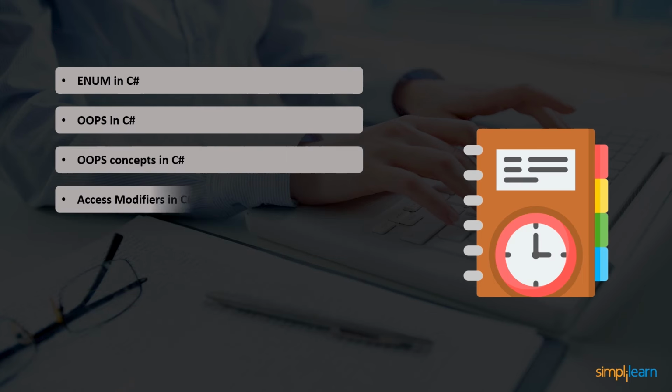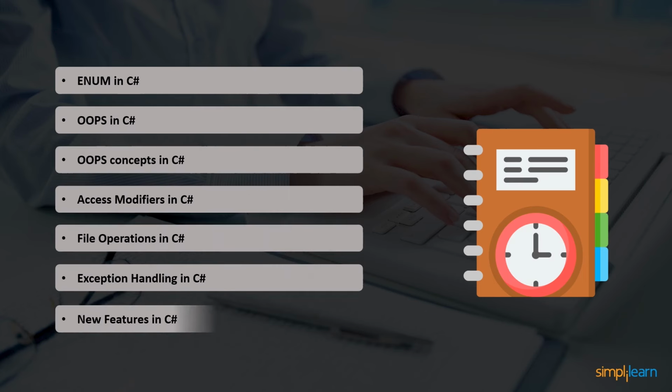Followed by that, we have enum in C#. Next, we will understand the object-oriented programming paradigms of C#. Then we will learn the access modifiers used in C#. Next, we have the file operations, exception handling, and last but not the least, we will wind up the session by learning the new features in C#. I hope I made myself clear with the agenda. Now let's get started with the first point in our agenda for today's session.